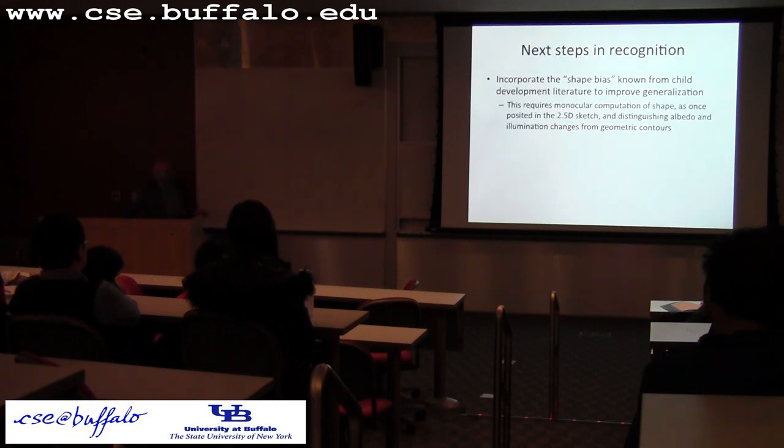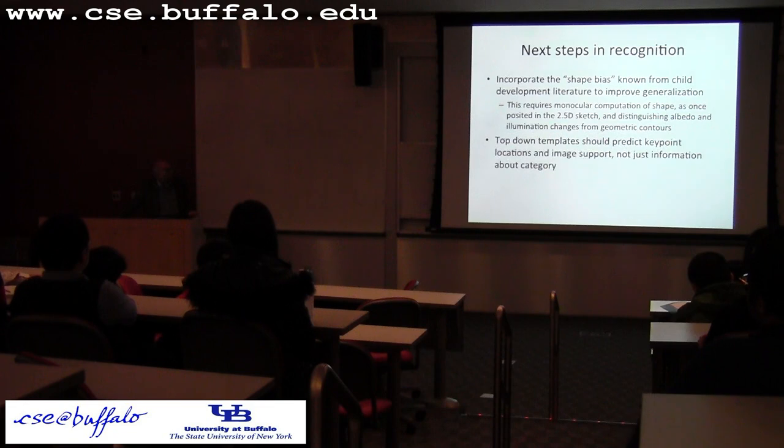Next steps in recognition. These are just my speculations on how we'll do better on recognition. I think too much of recognition right now is based on appearance, color, and texture, and not enough on shape. We know from studies of human vision that that is important. We know that recognition and segmentation and pose estimation are all coupled, and as we try to pull them together, we'll do better.